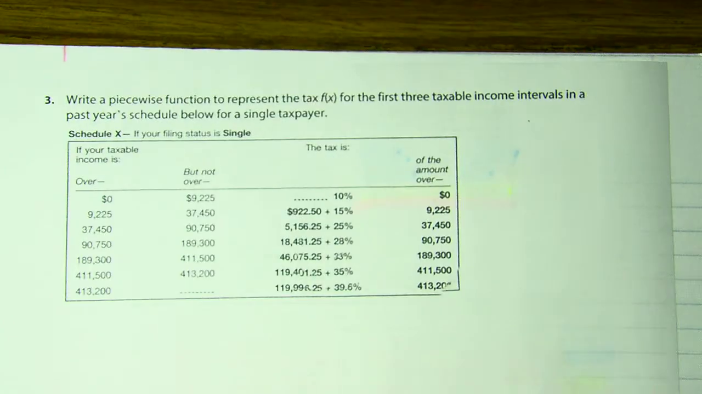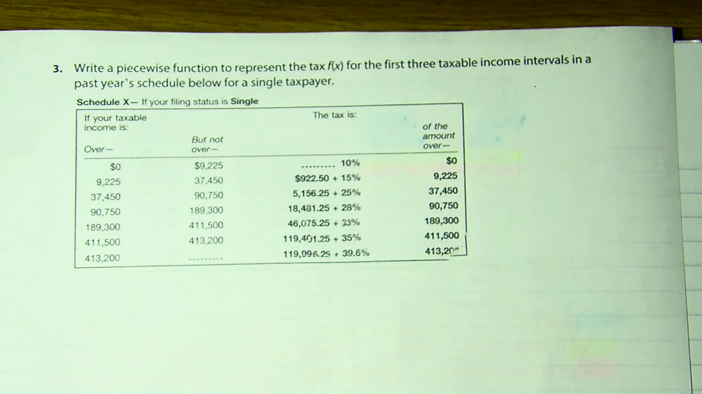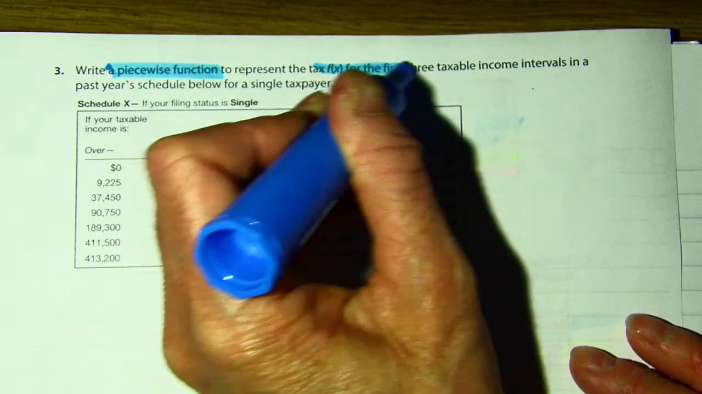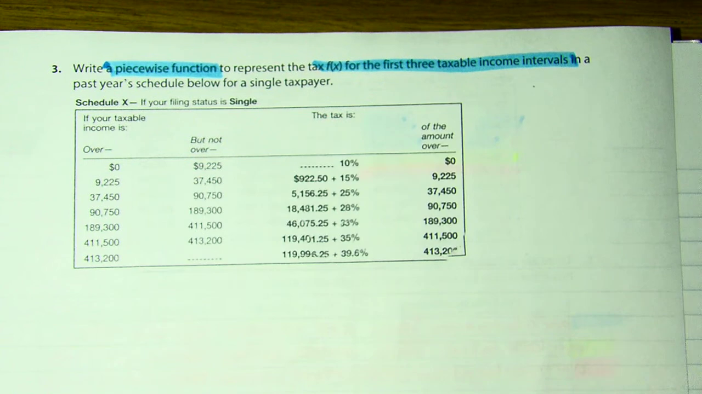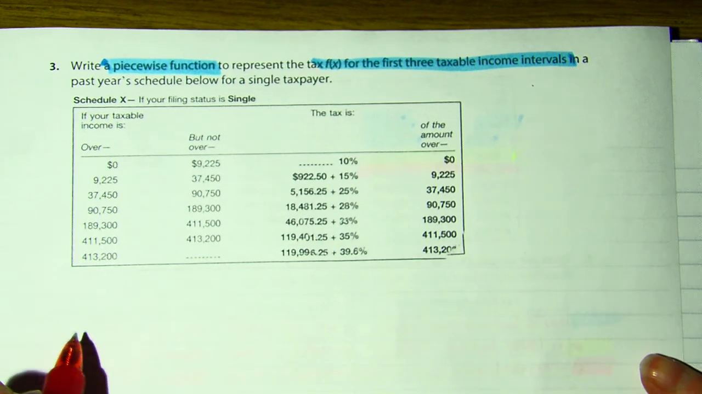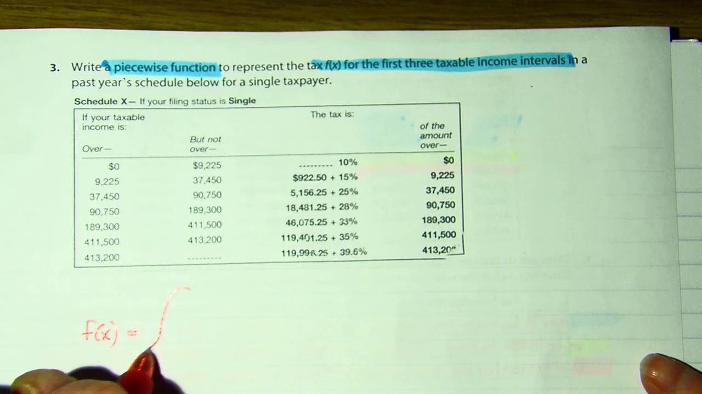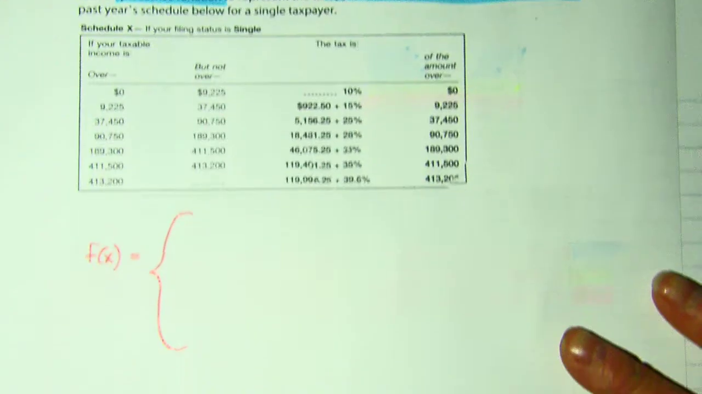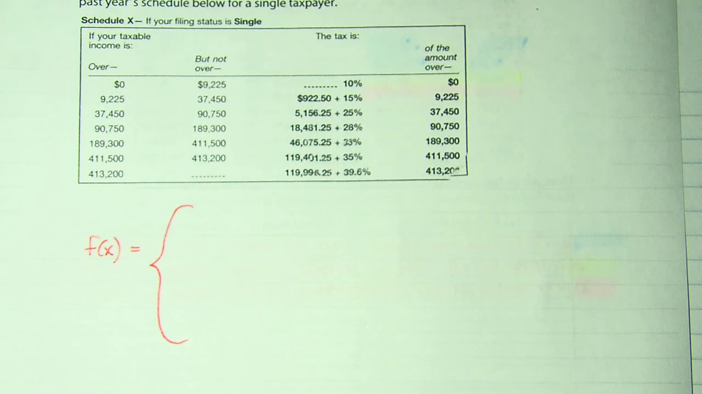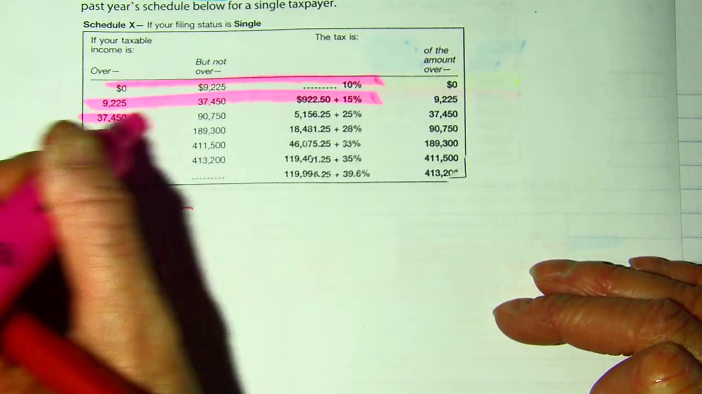So this might not be in your homework, but I want you to be able to do this. This is asking us to write a piecewise function for f of x for the first 3 taxable income intervals for a single taxpayer. So I'm going to do just that. f of x equals, and I'm going to write that really big bracket, and I'm going to do the first 3. So I'm going to do this one, and this one.